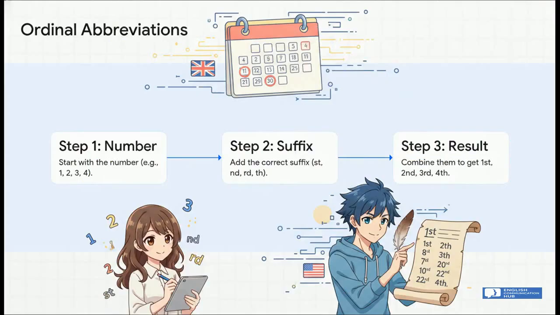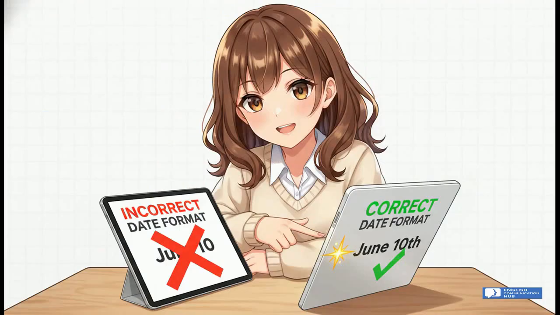And making them is actually really simple. You just take the number and you stick the right two-letter suffix on the end. So you use ST for numbers ending in 1, like first or 21st. You use ND for numbers ending in 2, and RD for numbers ending in 3. And for pretty much everything else, it's just TH. That's the standard for any date you write down. So the big rule to remember here is this. Whenever you are writing the date, you always use the ordinal number for the day. It's never June 10, it's always June 10th. It's a small thing, but it makes all the difference in sounding right.